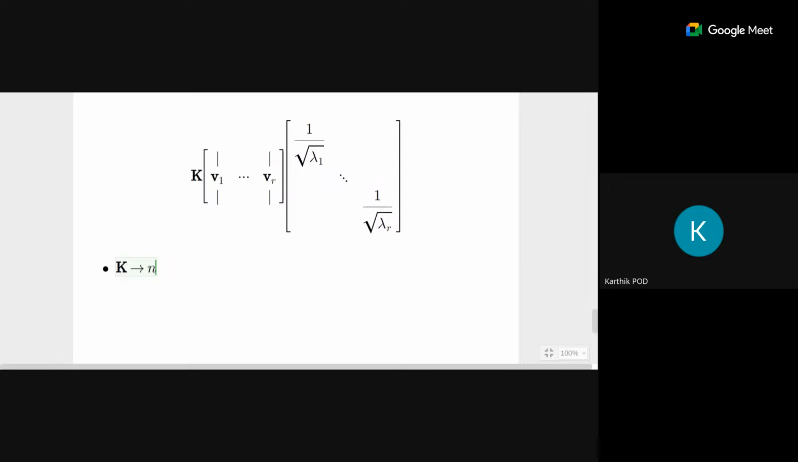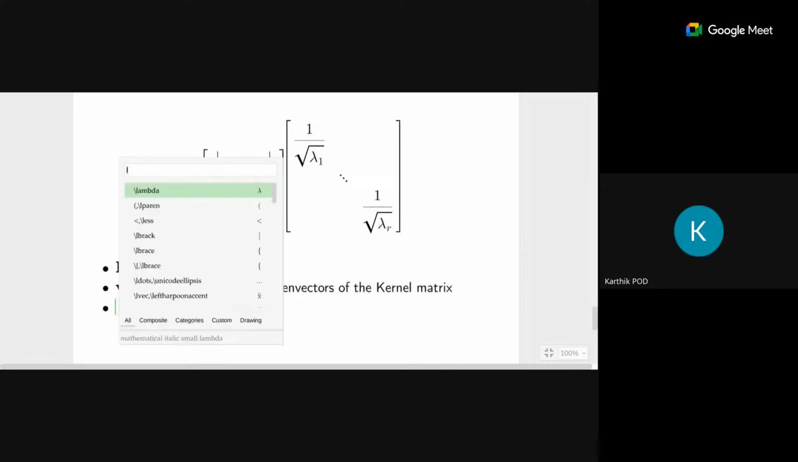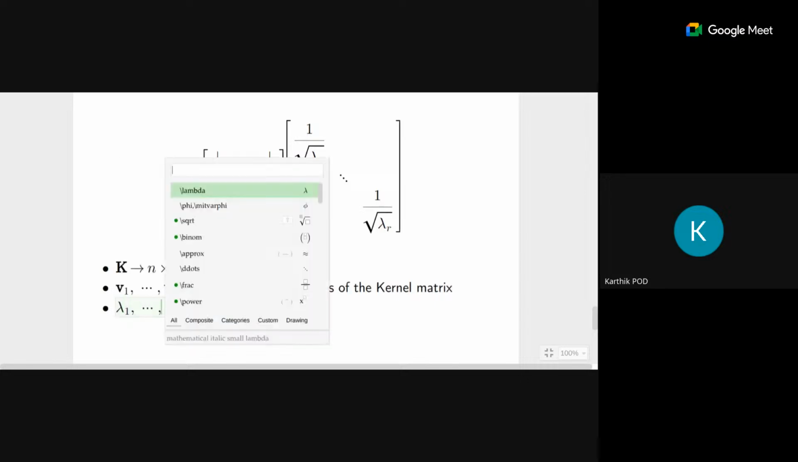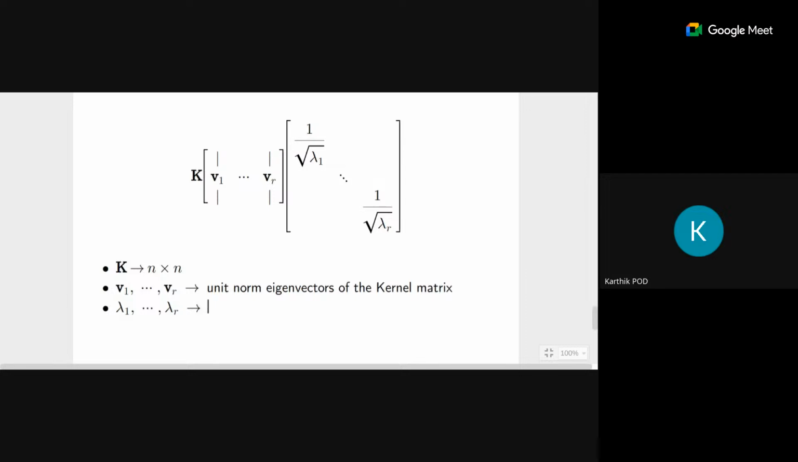So this is n cross n, right? This is our kernel matrix, and v1 dot dot dot vR are the eigenvectors of the kernel matrix itself. Whatever your algorithm black box returns to you, these are unit norm eigenvectors. And lambda 1 to lambda r are the eigenvalues of the kernel matrix again, not any different matrix.